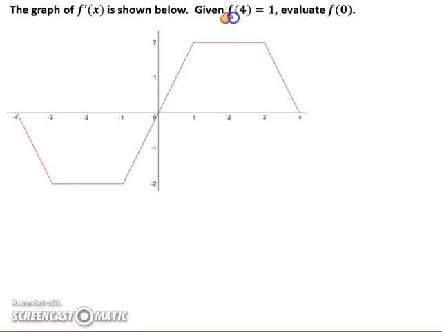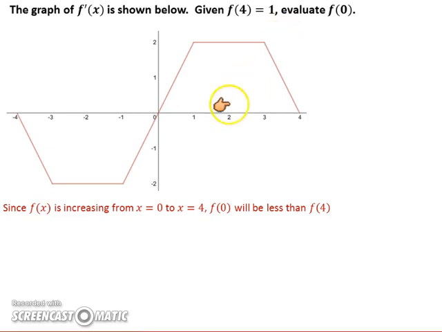They're giving us f of 4. They're asking us to evaluate f of 0. So from 0 to 4, it's increasing forever. We don't even really need to look at this part of the graph because I want to know the point at 0. I was given the point at 4. It's increasing the entire time. So because f of x is increasing from 0 to 4, f of 0 is going to be less than f of 4. This is similar to the ones we did before. So we know that this point at x equals 0 will be less than this point.